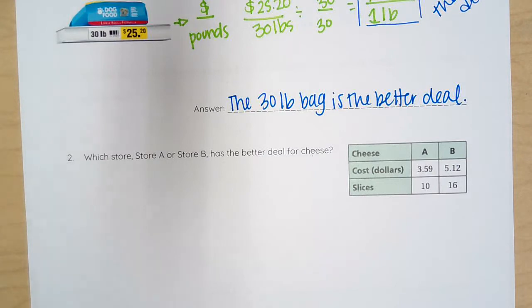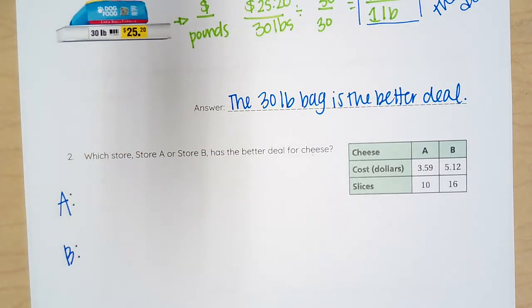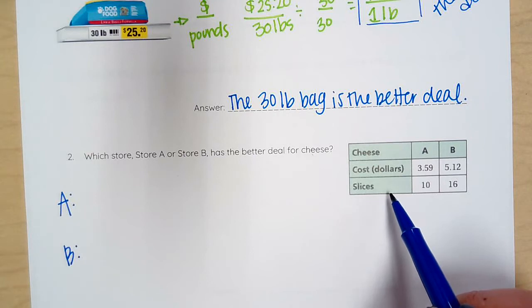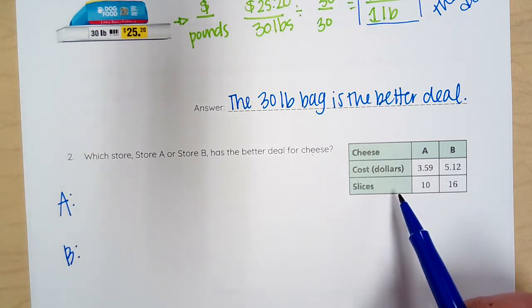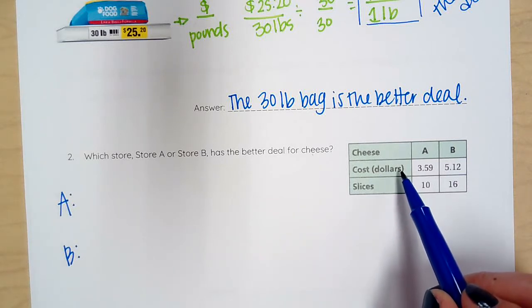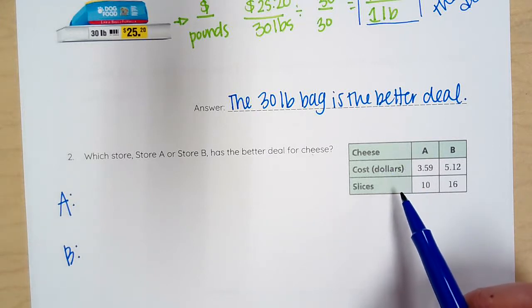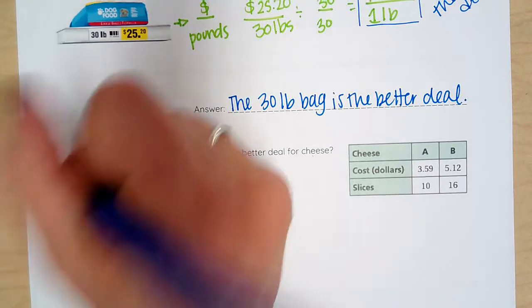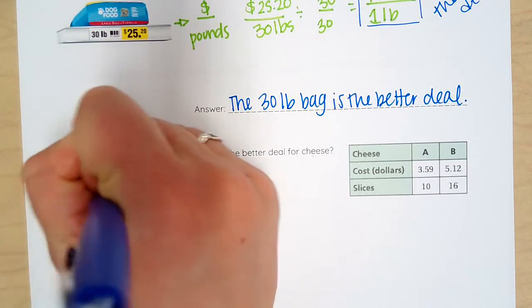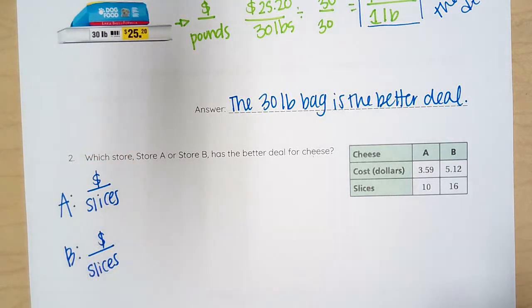Let's look at one more money example here. We've got which store, A or B, has the better deal for cheese. So I would say store A, store B. I'm comparing costs and slices. So I want to know, what do I want one of? Do I want to know how many slices I can get for $1 or how many dollars I pay for one slice? So my word ratio is going to be dollars to slices. Should my word ratio be the same or different? Same.